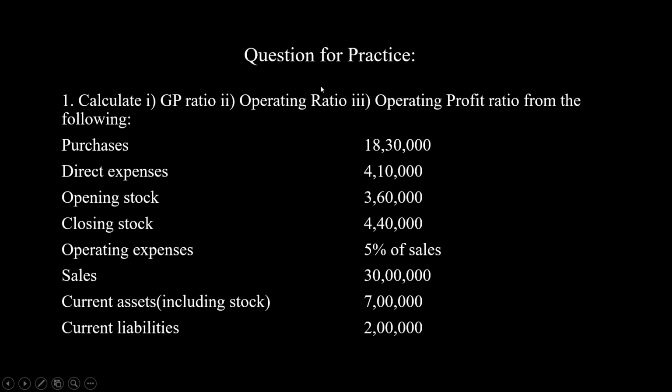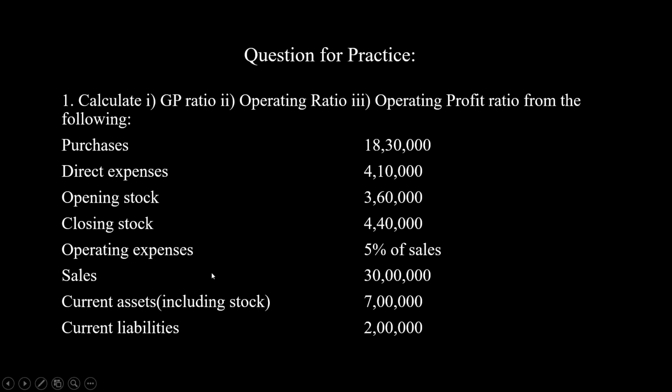And the next question I have given for your practice. In this question, they are saying calculate your gross profit ratio, operating ratio and operating profit ratio from the following particulars. These are all the information given to you. From here you have to calculate the gross profit ratio, know the formula and put up the answer. Then the operating ratio, again put up the formula and calculate from here, whatever items will be required for the calculation of operating ratio. Operating profit ratio also you have to calculate using the formula only.